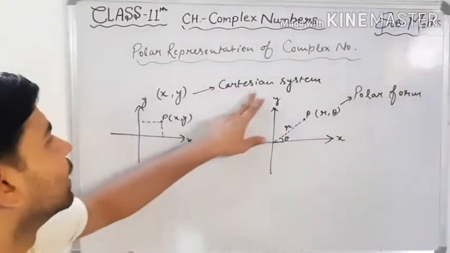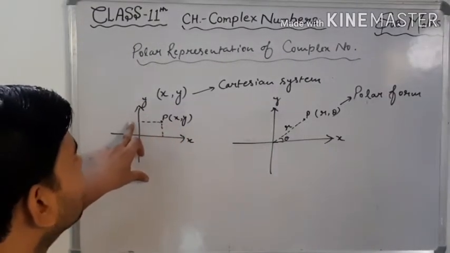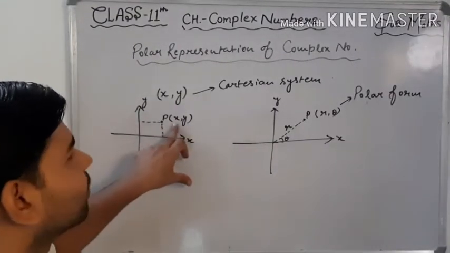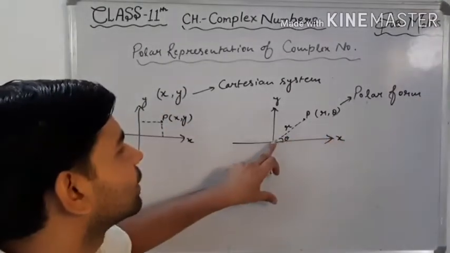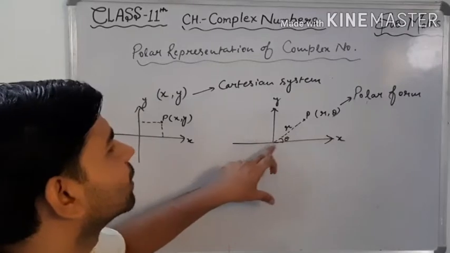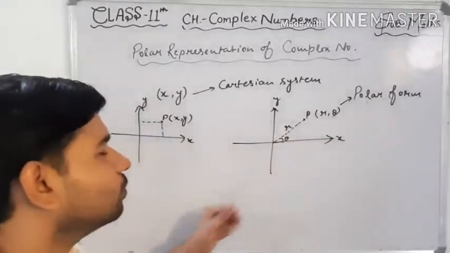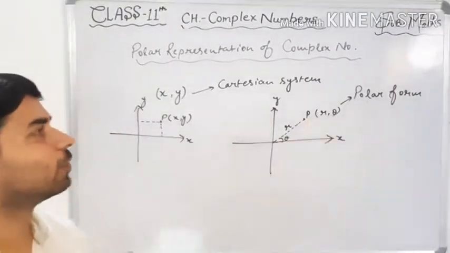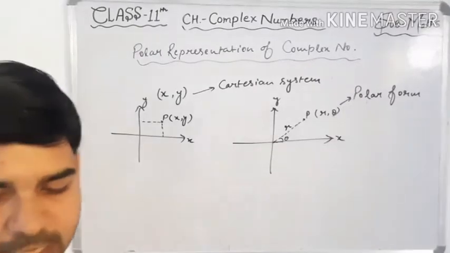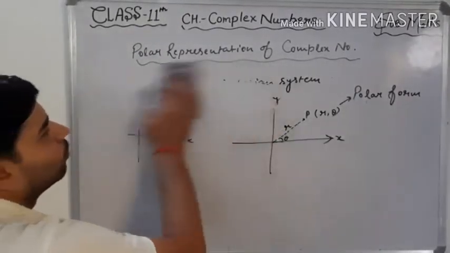Here in the Cartesian system, the points are denoted as the distance from the x-axis and y-axis. But in polar form, the first coordinate is the distance of the point from the origin, and the second coordinate is the angle which the line makes with the x-axis. This is polar form. So we will see how to represent a complex number in polar form.